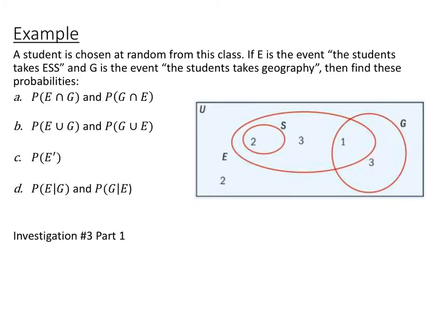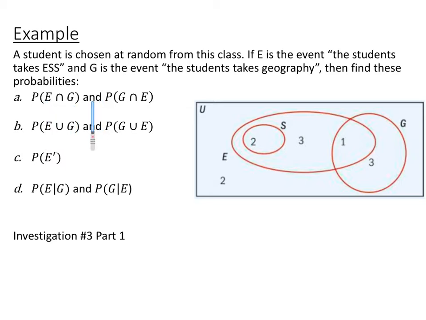So this first example says a student is chosen at random from this class. We have a Venn diagram that represents their survey answers. If E is the event that the students take ESS and G is the event that the students take geography, then we want to find these probabilities. So the first one, part A, says the probability of E intersect G. So remember, intersect means and. So we want to find the probability that you have a student who's taking both ESS and geography.